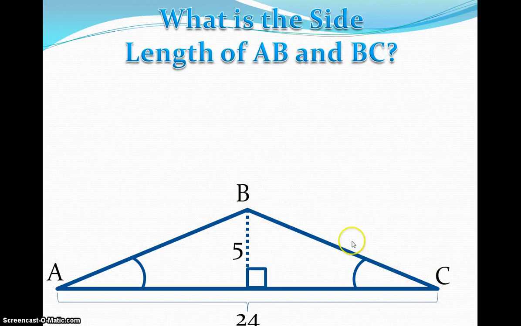Now, if I'm going to ask you what the side length of AB and the side length of BC are, knowing that they're equal to each other, I have to think, what could I use from this picture itself to figure out the length of AB or BC? Well, I know that the height from B all the way down to the base AC is equal to 5, and that creates a right angle, so that's my perpendicular bisector. And I also know that this entire length across here is 24.